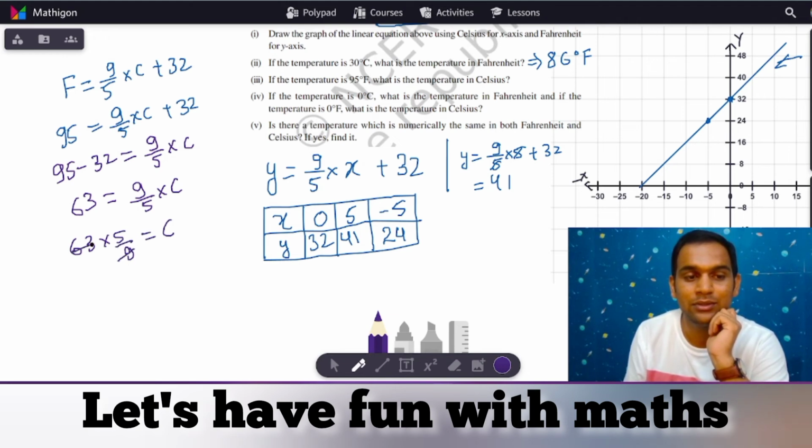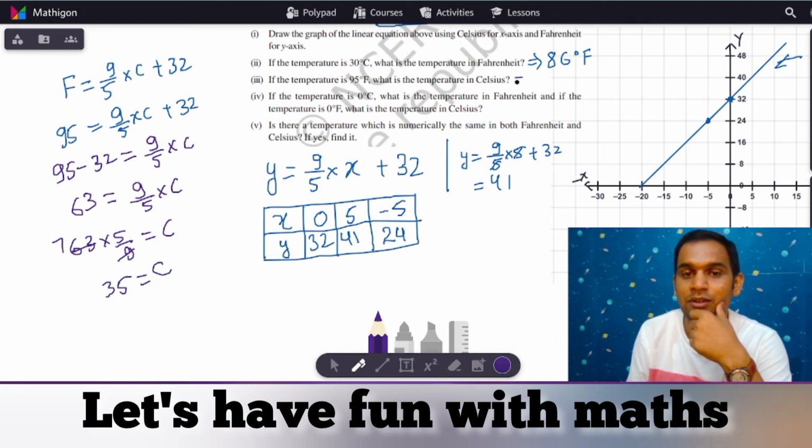So 9 times 7 and 7 times 5 is 35. So we get to the answer as 35 degrees Celsius. Yes. Now, if the temperature is 0 degrees Celsius, what is the temperature in Fahrenheit?